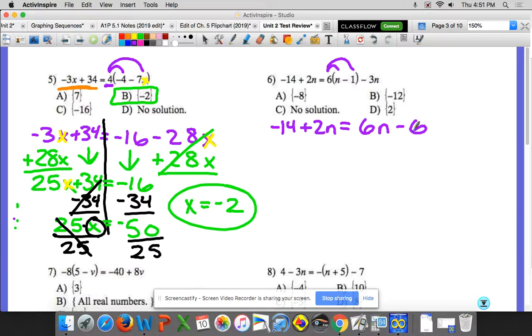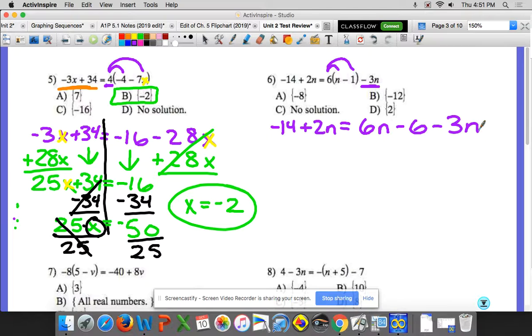And then we have this negative 3n out here. We cannot distribute that 6 any further than the parentheses, because once we distribute to the end of the parentheses, it stops. So this minus 3n stops our distributing, so therefore we're just going to bring down that negative 3n. So now we have negative 14 plus 2n equals 6n minus 6 minus 3n.